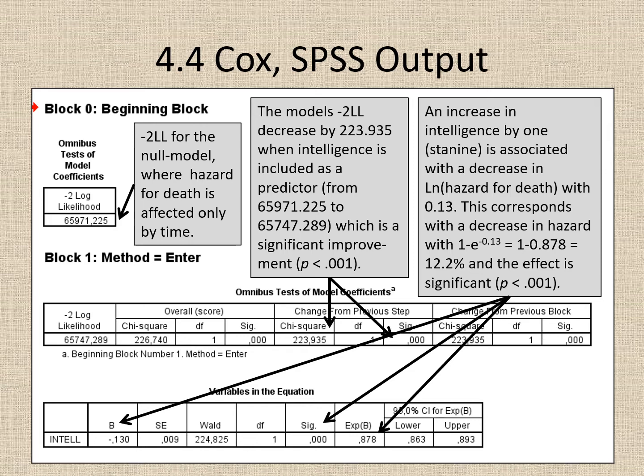So for every increase in intelligence by 1 on this scale from 1 to 9, the hazard for death decreases by 12.2%. Yes, 12.2%. In the same way as we would do in logistic regression. But now we change the word odds to hazard instead. And if you want, we get a 95% confidence interval there.